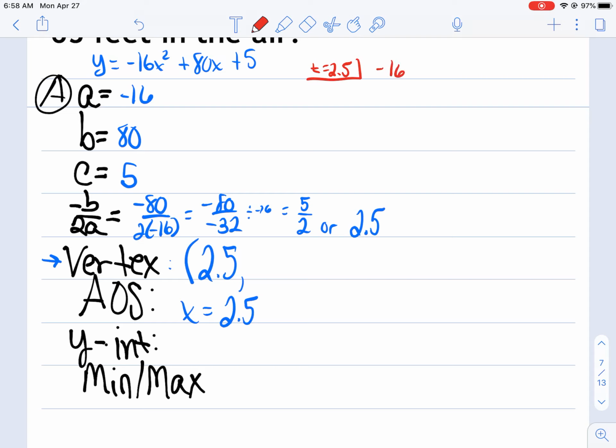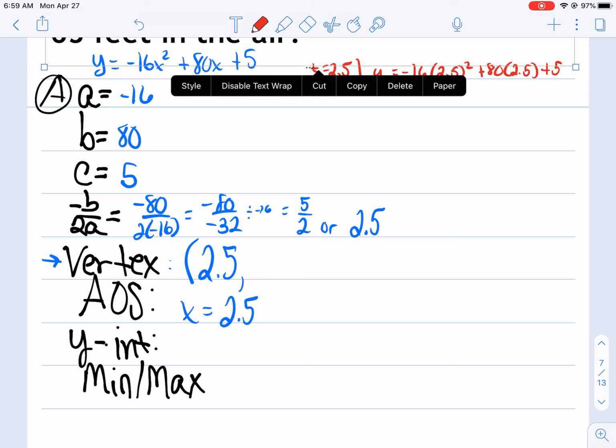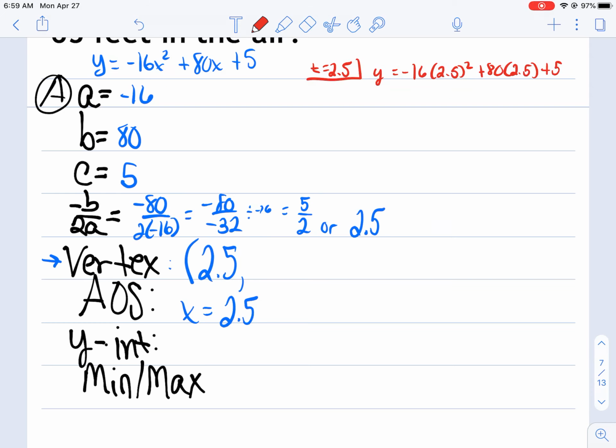We have negative 16. I'll put a y out there in front. So y equals negative 16 times 2.5 squared plus 80 times 2.5 plus 5. Okay, go ahead and work through the equation and get a value for y. Evaluate that. I'm going to pause for a second and let you do that.